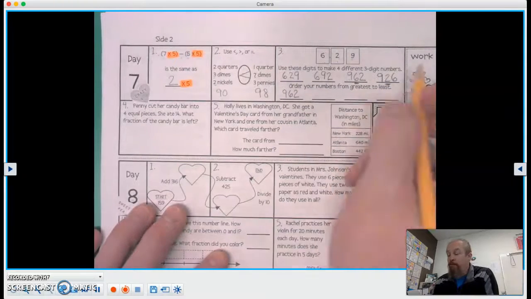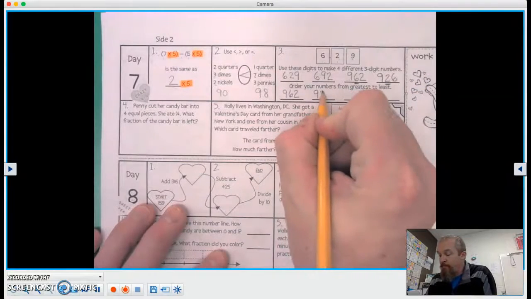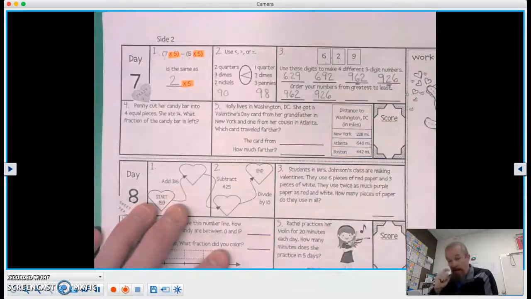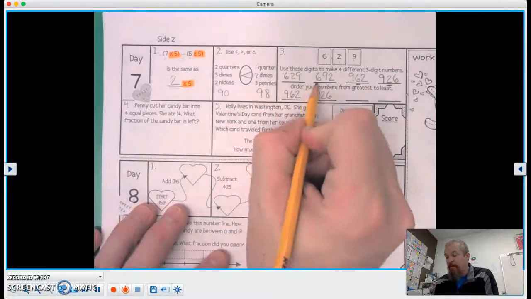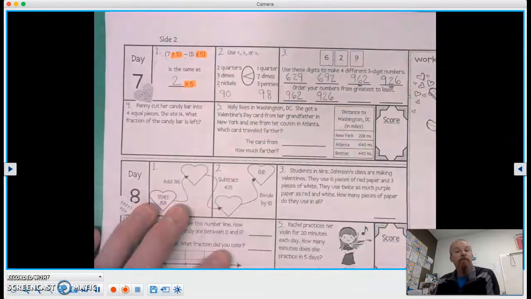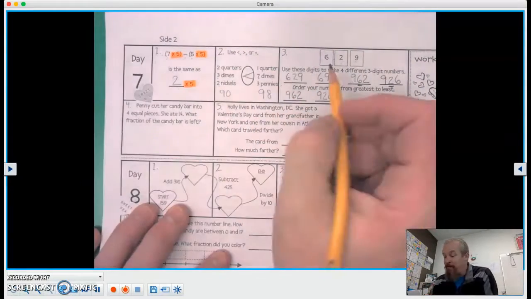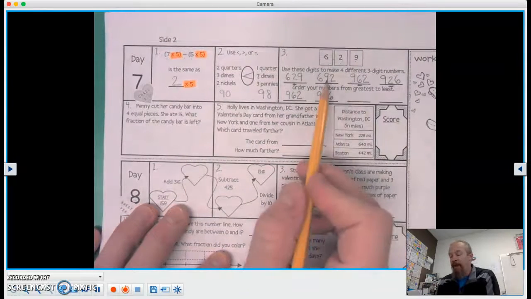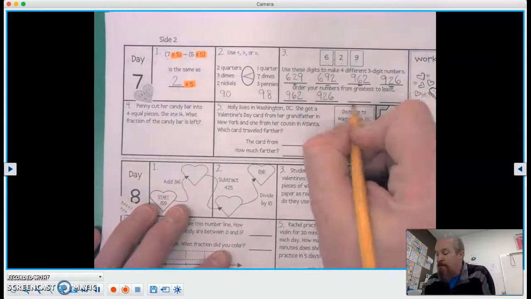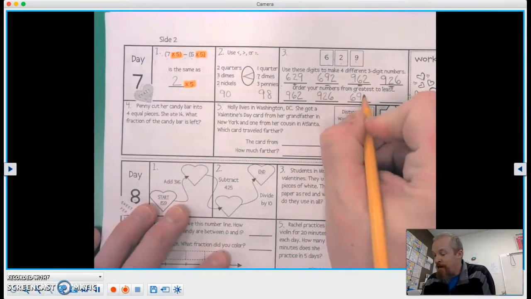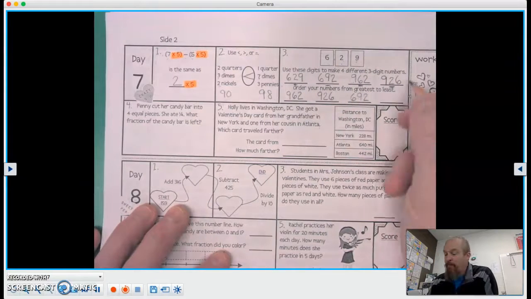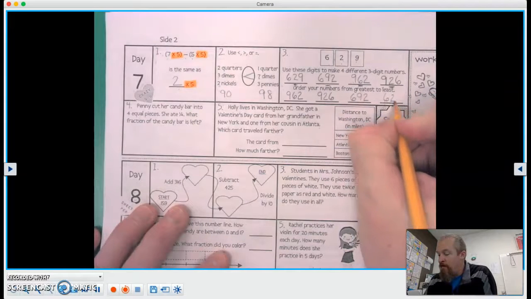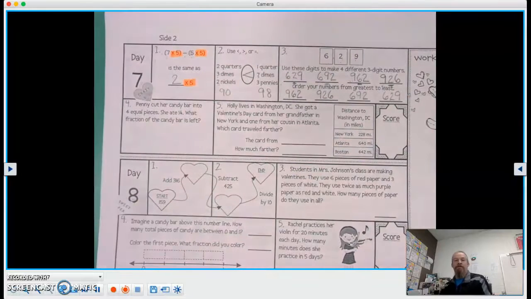Next is 926. Now we have 2 in the 600s. So now we look into the tens column. Here's a 2, and there's a 9. Well, the 9 is larger than a 2. So our 692 goes there, and 629 is our smallest of those 4 numbers.